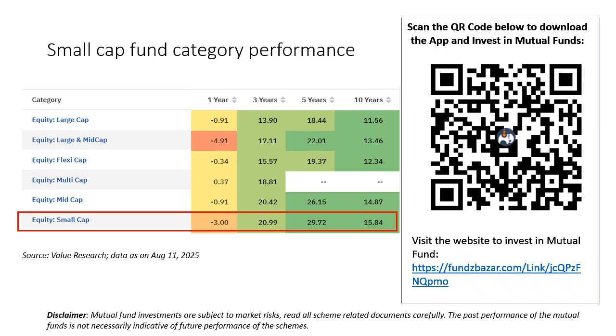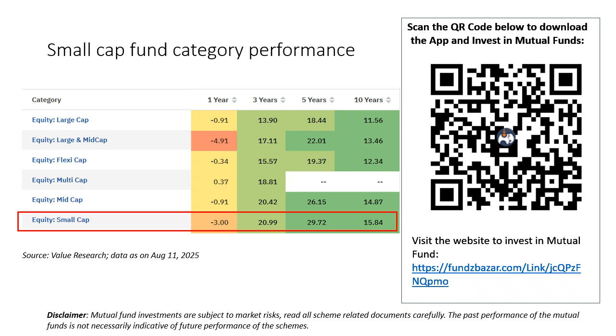Now, first of all, past performance is no guarantee of future returns. Just because over the last 10 years small cap funds have delivered 15.8% annualized return on average does not mean it will be similar returns over the next 10 years or so. Secondly, this is the category average. There would be funds which have given more returns than this, and there would also be funds which have given lesser returns than what you are seeing right now.